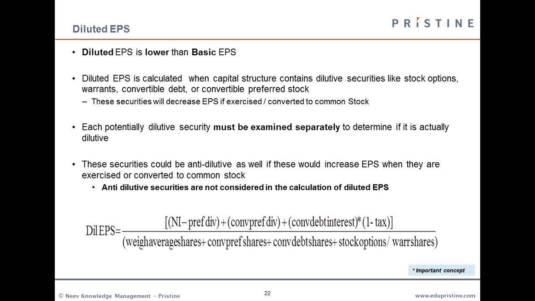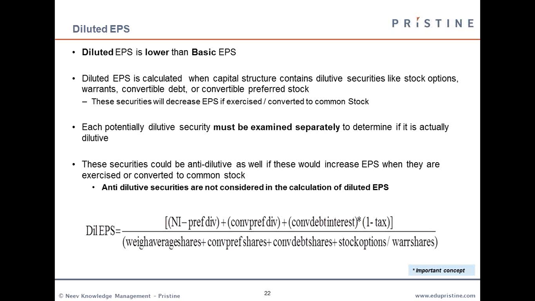There are some securities which can be anti-dilutive. That means they do not decrease the earnings per share that you get. They may actually increase the EPS. In such cases, we should not include them in our calculation of diluted EPS.